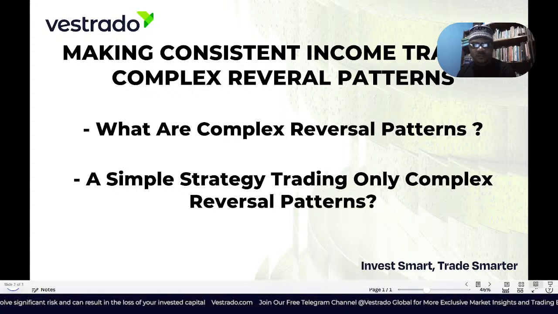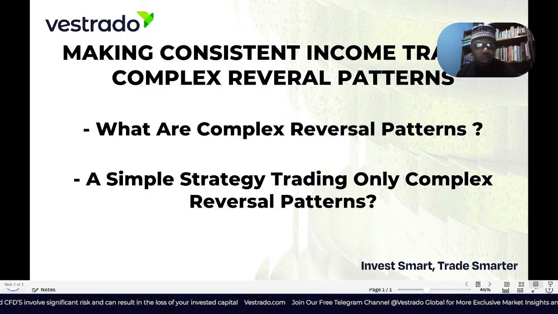Today's topic: making consistent income with complex reversal patterns. Many times, veteran traders have had problems navigating reversal patterns and trying to make good money from them. Let's see if we can solve that problem today. Stay tuned.